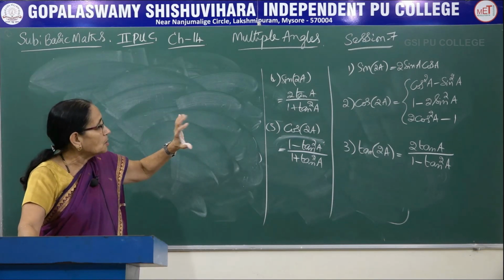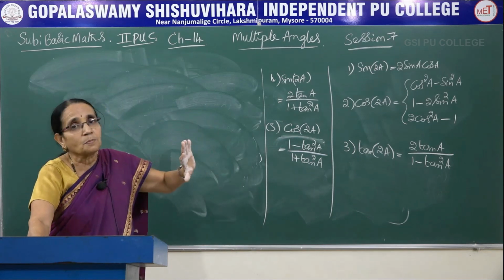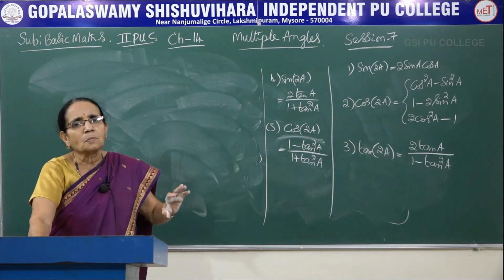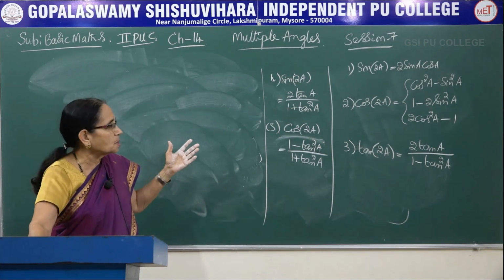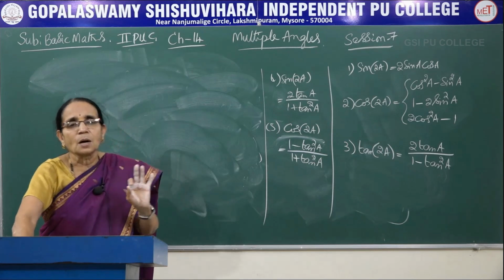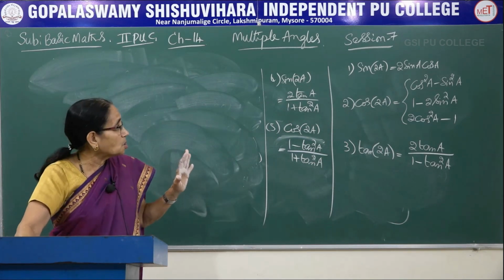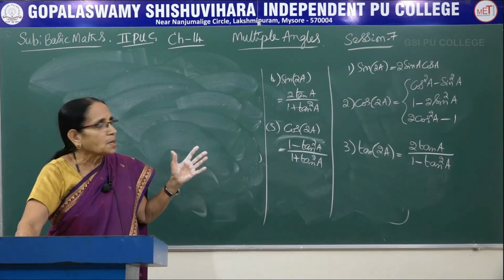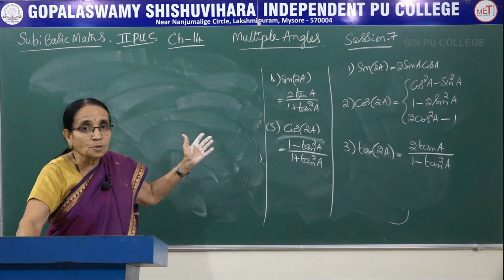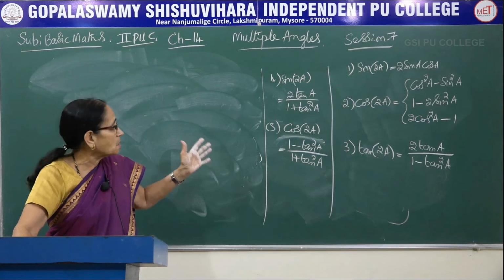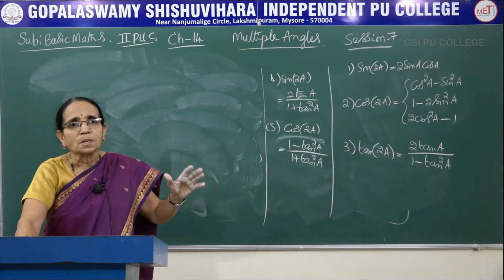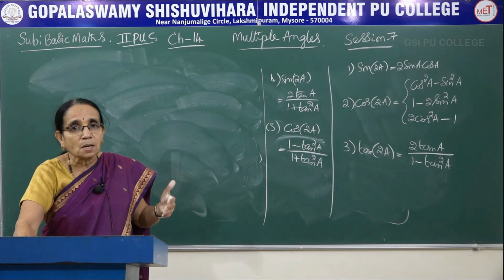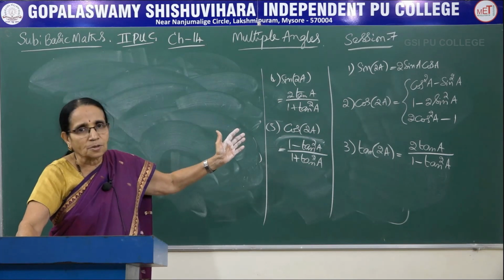So, we need not learn for all the multiple angles. If you learn only for 2a and 3a, any other multiple angle could be expressed using this one. So in today's session, we have learnt only the derivation of the formulas for the trigonometric functions sine of 2a, cos of 2a, tan of 2a, and we have expressed both sine 2a and cos of 2a in terms of tan, and also we can express sine square and cos square, the powers of sine and cosine, in terms of the multiple angle cos of 2a.